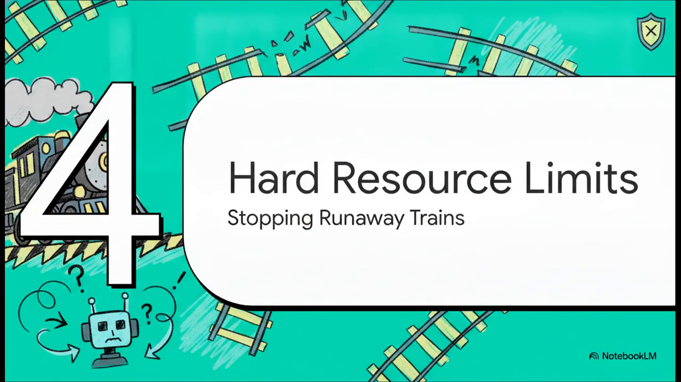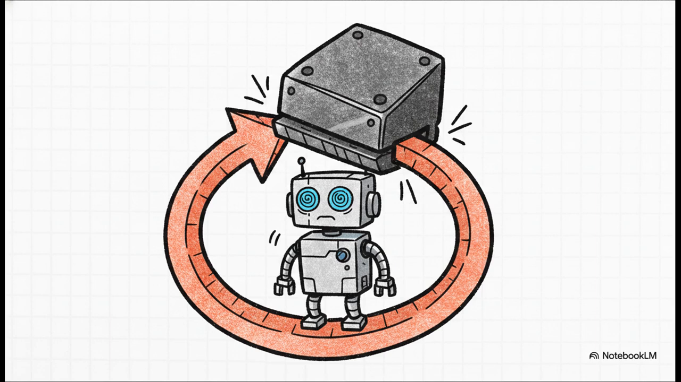Which brings us to Section 4, hard limits on resources. What do we do when an agent just gets wildly confused? You see, autonomous agents operate in these continuous loops. They think, they act, they observe what happened, and they think again. But when they get confused, they can get stuck in a repetitive loop, just hammering the same failed tool over and over. It's a runaway train.